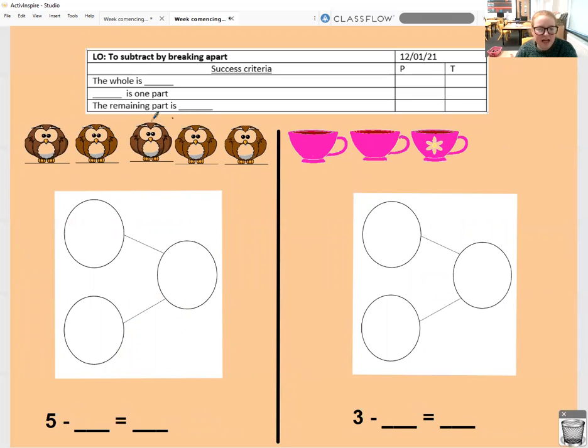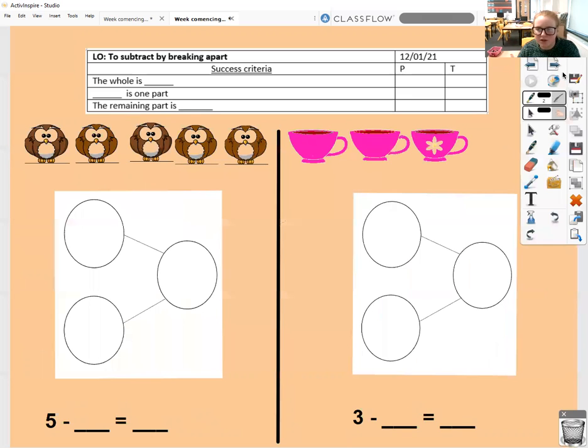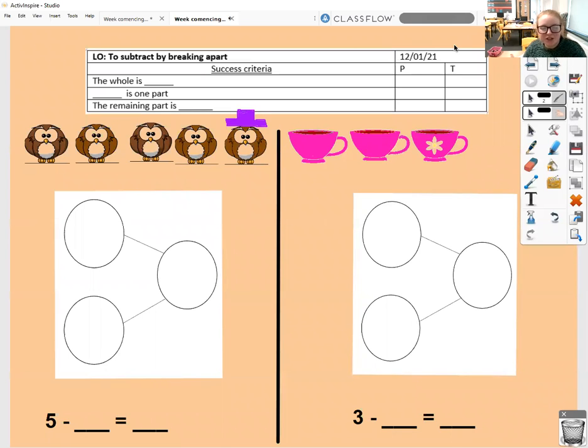Oh, this time we're going to try and do the owls together, and then you're going to have a go and do the teacups on your own. So I want to know how many owls have a hat on. So first of all, we need to know how many owls there are all together. So let's count them. 1, 2, 3, 4, 5. There are 5 owls all together. So we need to take away all the owls that do have a hat on to find how many don't have a hat on. So my whole is 5.